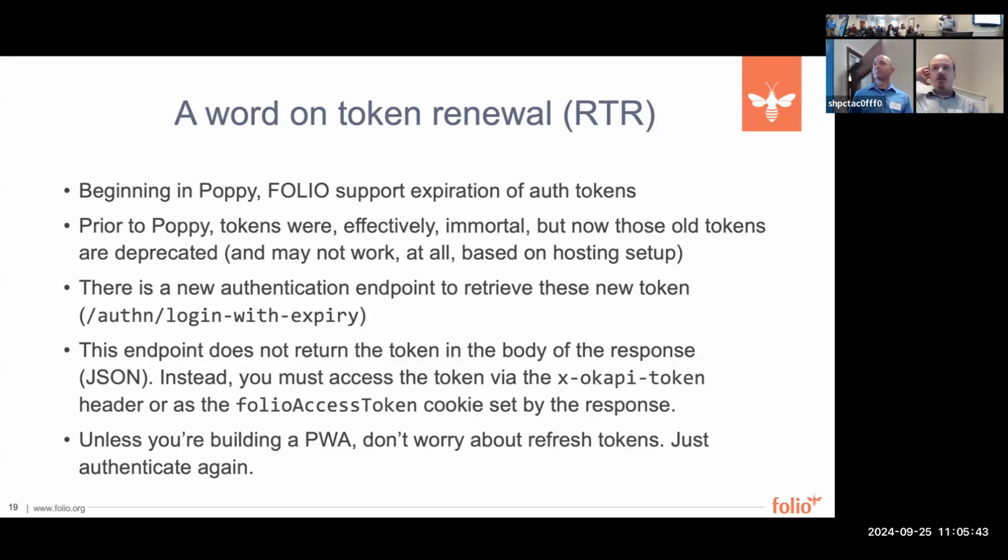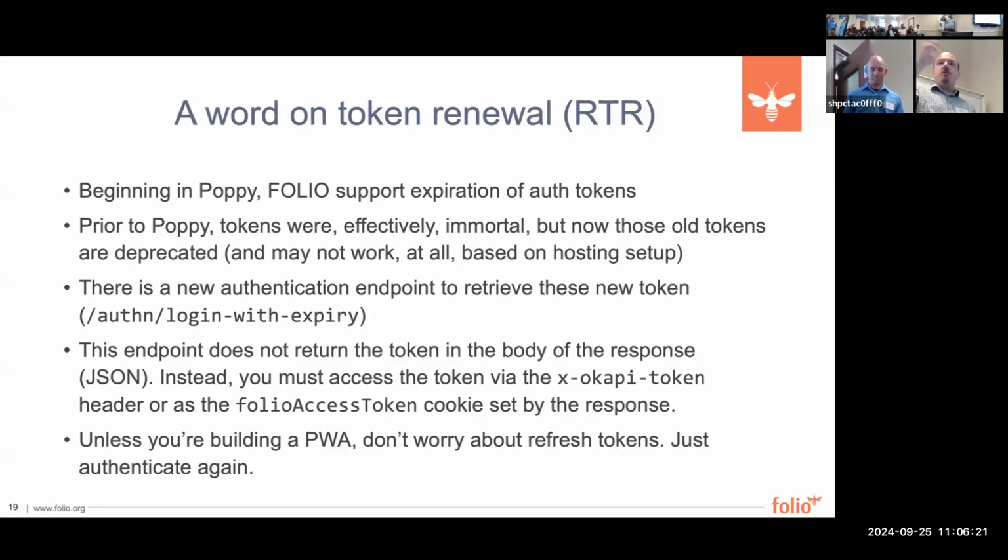It's authn, which is the same base level of the API for login, but this is login with expiry. This endpoint does not return the token. If you use the old login endpoint, it would return the token in the body, so you get a JSON object back that had the authentication token in it. The new one does not. It sends back expiration times for both the authentication token and what's called a refresh token. Authentication tokens are very short-lived, relatively speaking, and how long they're valid is configurable at the hosting level.